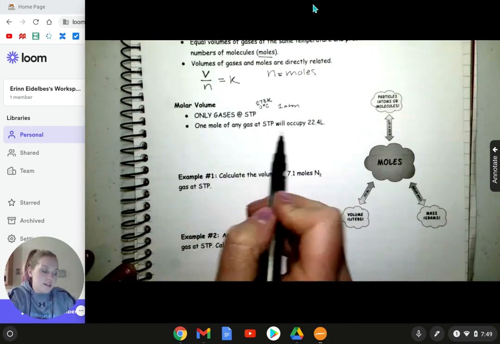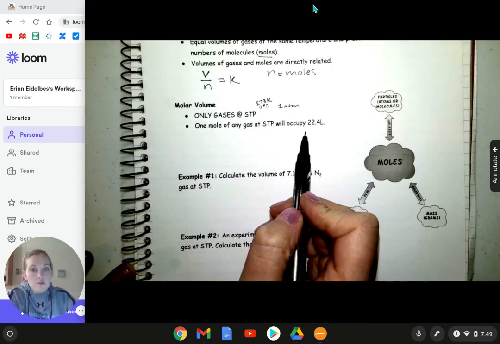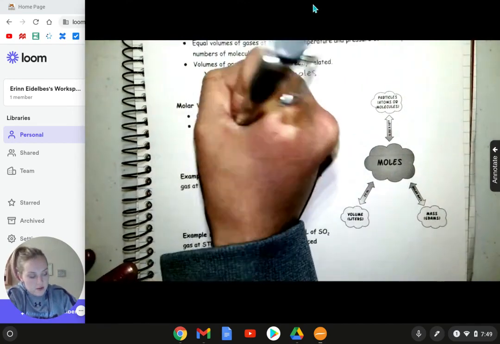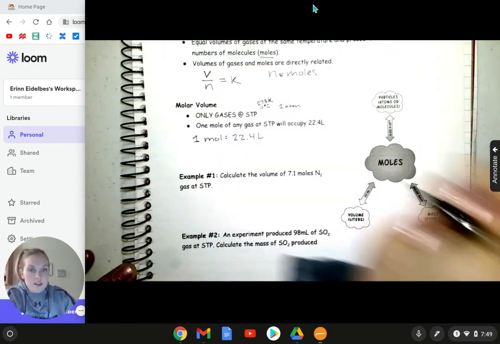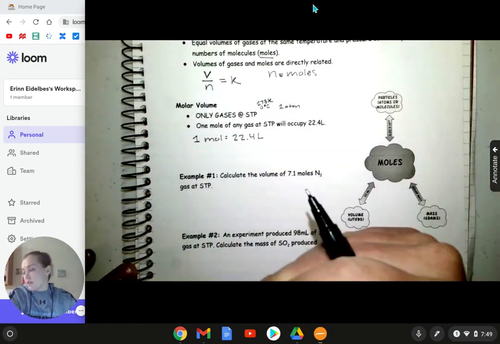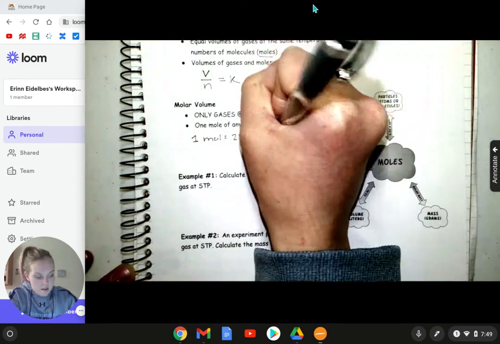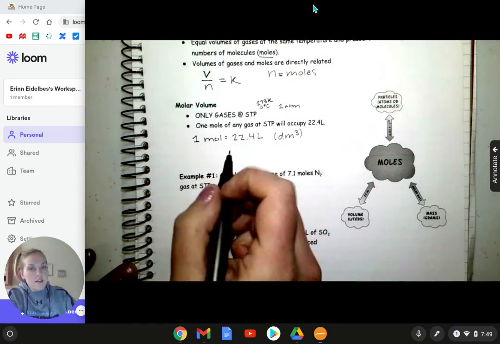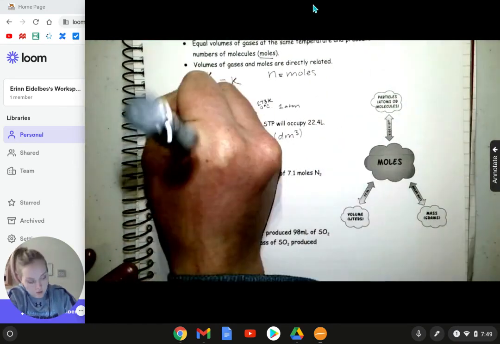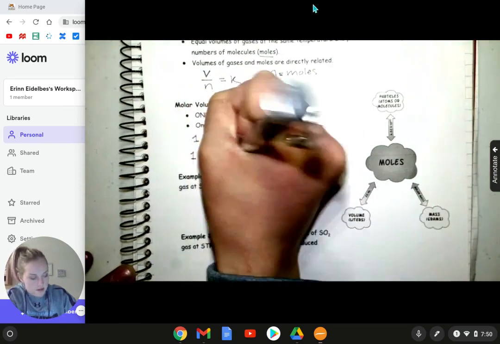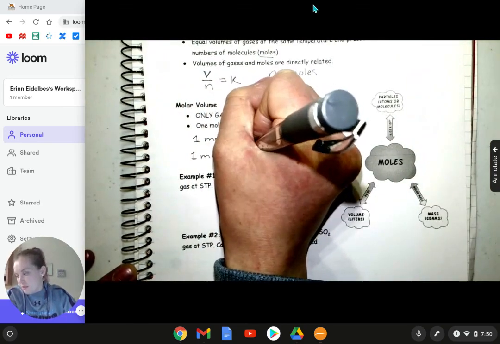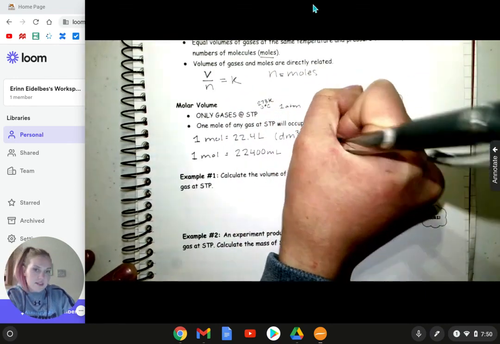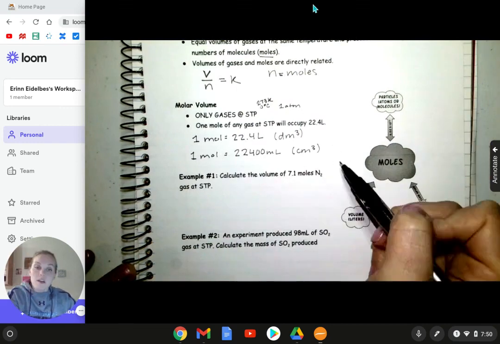1 mole of any gas at STP is going to occupy 22.4 liters. Our conversion factor here, 1 mole equals 22.4 liters. Liters could also be written decimeters cubed for the volume. And then let's say we have milliliters. 1 mole is going to be equal to 22,400 milliliters, and a milliliter is the same as a centimeter cubed. This will be our conversion factor.